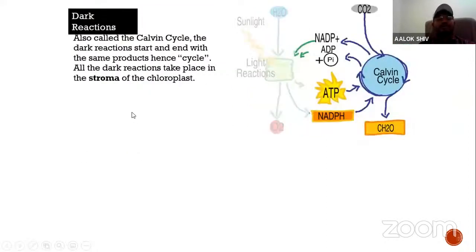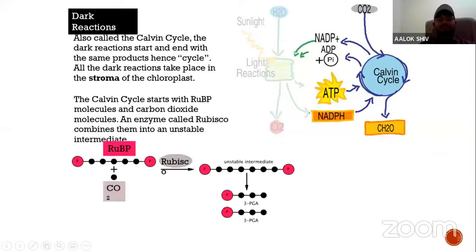Now coming to the dark reaction, what happens? In the light reaction, there is energy currency formation, ATP and NADPH. What happens in the dark reaction? The product of the light reaction is used. What is the product of the light reaction? ATP and NADPH. So what happens in the dark reaction?